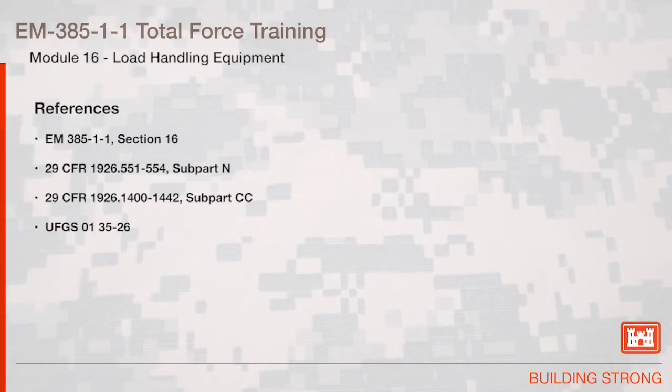The references for this section include EM 385-1-1 Section 16, 29 CFR 1926.551 through 554 Subpart N, 29 CFR 1926.1400 through 1442 Subpart CC, and Uniform Facilities Guide Specifications, or UFGS, 013526.